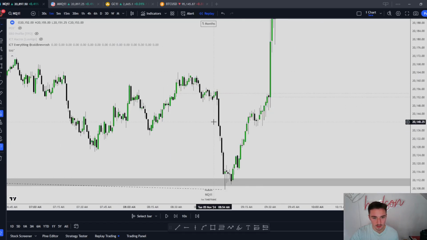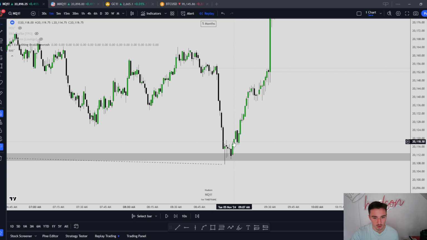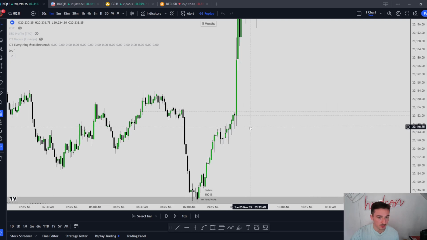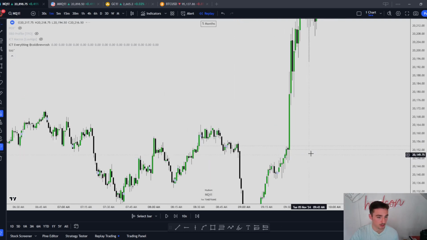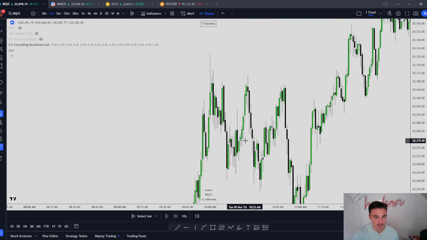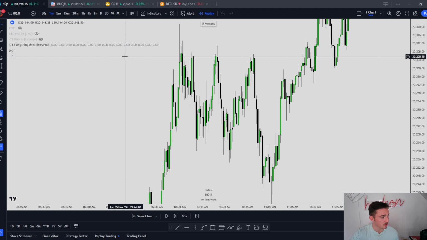What did 9 o'clock do? Opens straight down into that higher time frame key level. Displacement away, fair value gap, expansion away, fair value gap, expansion away. Then what do we expect 9:30 to do? Straight expansion to the buy side objective. 9:30 opens up, straight expansion to the buy side objective. Chop out the rest of the day because the market did already do what it needed to do.